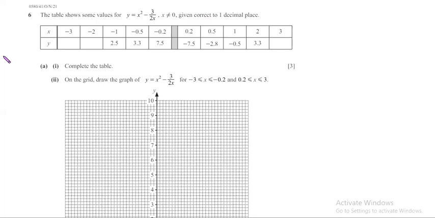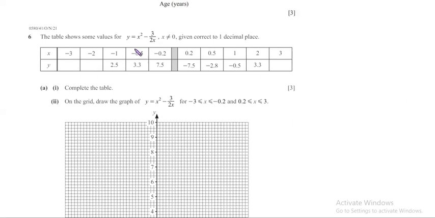In this question, we are supposed to draw this quadratic graph that is given to us. There are two sections here. First we need to find the missing numbers. We have y is equal to x squared minus 3 over 2x. To complete these numbers, for the first one, the value of x should be replaced with negative 3. So it will be negative 3 squared minus 3 over 2 times negative 3. I'm going to put this in the calculator, and when I do that, I get 9.5 as the value.